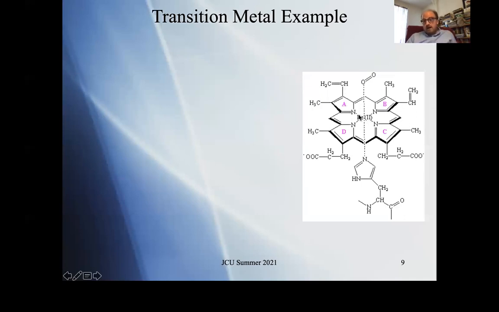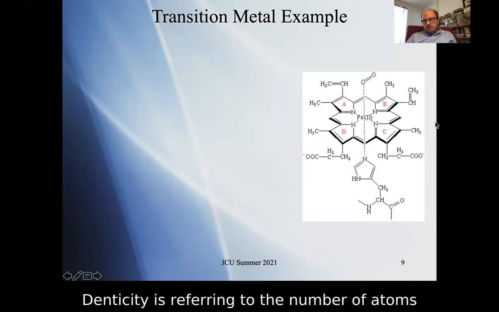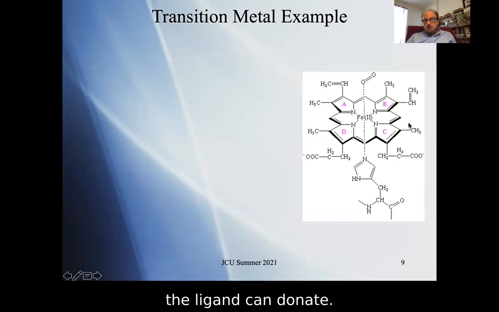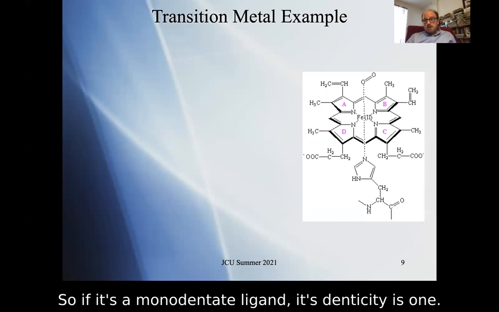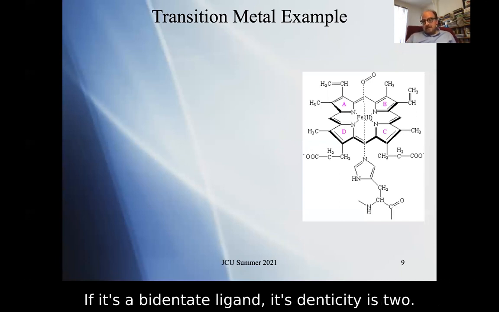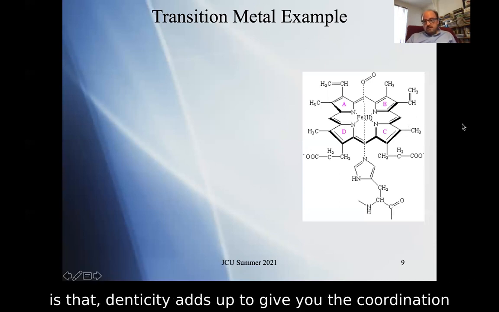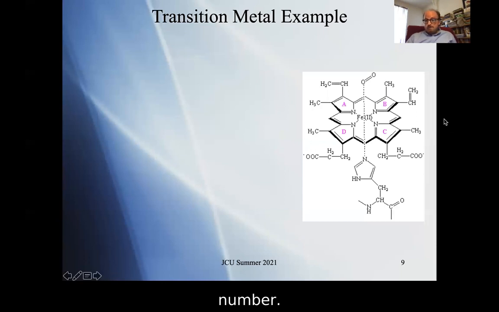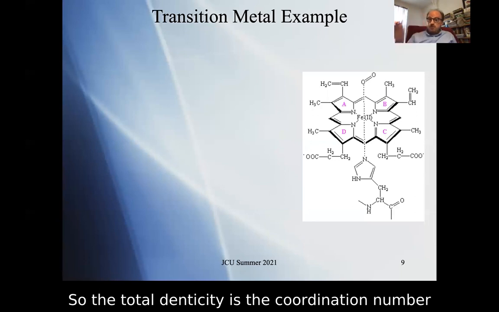All right, so now again, this is a good example of this. So if we look around our iron, we can see... there's a question. Denticity is referring to the number of atoms the ligand can donate. So if it's a monodentate ligand, its denticity is 1. If it's a bidentate ligand, its denticity is 2. How that relates to coordination number is that denticity adds up to give you the coordination number. So the total denticity is the coordination number around the metal.